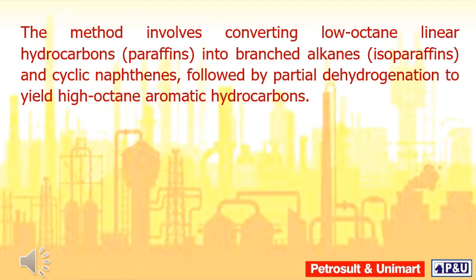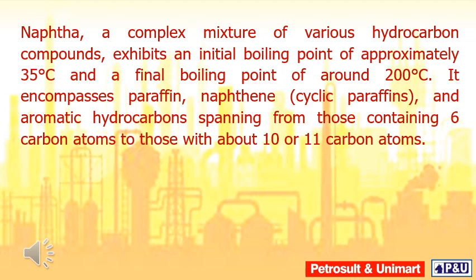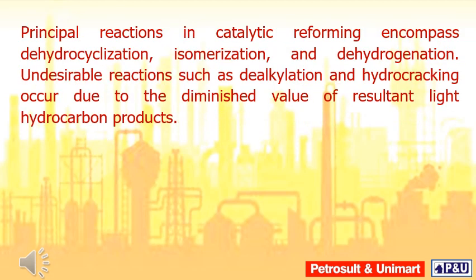The method involves converting low-octane linear hydrocarbons, paraffins, into branched alkanes, isoparaffins, and cyclic naphthenes, followed by partial dehydrogenation to yield high-octane aromatic hydrocarbons. Naphtha, a complex mixture of various hydrocarbon compounds, exhibits an initial boiling point of approximately 35 degrees Celsius and a final boiling point of around 200 degrees Celsius. It encompasses paraffin, naphthene, cyclic paraffins, and aromatic hydrocarbons spanning from those containing 6 carbon atoms to those with about 10 or 11 carbon atoms.